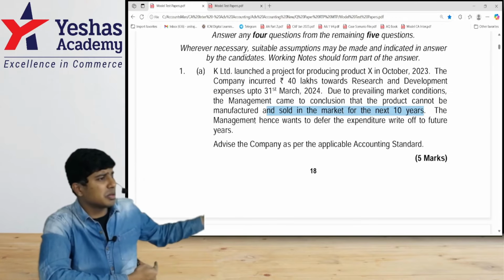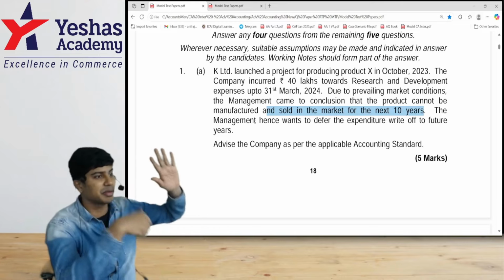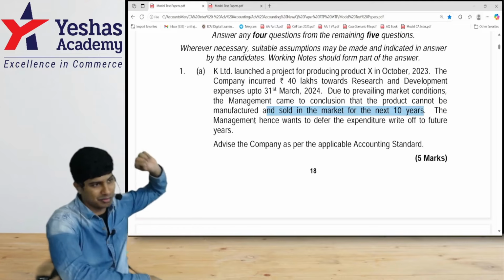You will start your answer by quoting reference of Accounting Standard 26. You will write expenditure incurred on research and development is regulated by Accounting Standard 26. Research expenditure should be expensed to P&L and development expenditure can be capitalized subject to fulfillment of six conditions given under para 44. Mention those six conditions. Done. Full stop. First paragraph done. Second paragraph will write, in the case of K Limited, such expenditure incurred of 40 lakhs on research and development has no future economic benefit because the product cannot be manufactured and cannot be sold for the next 10 years.